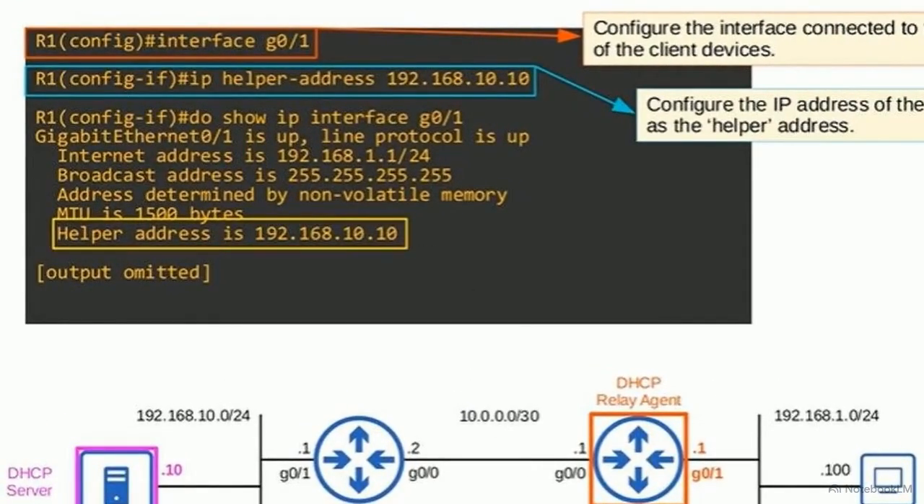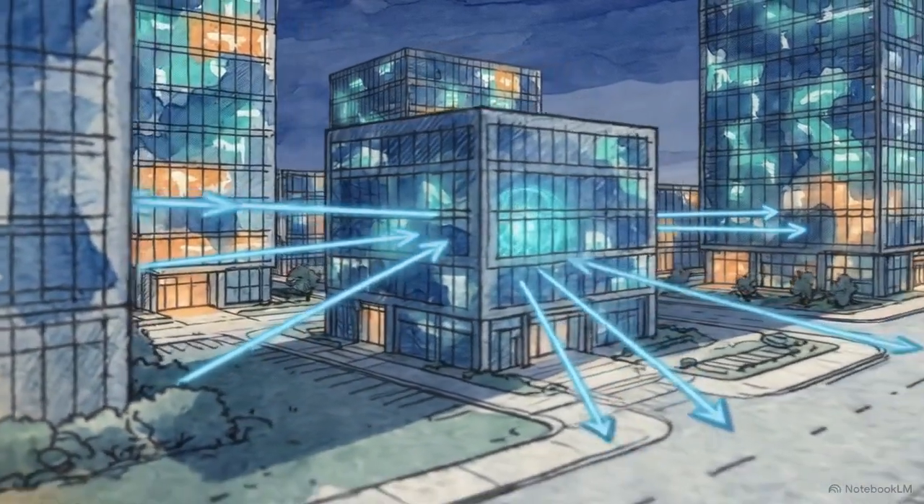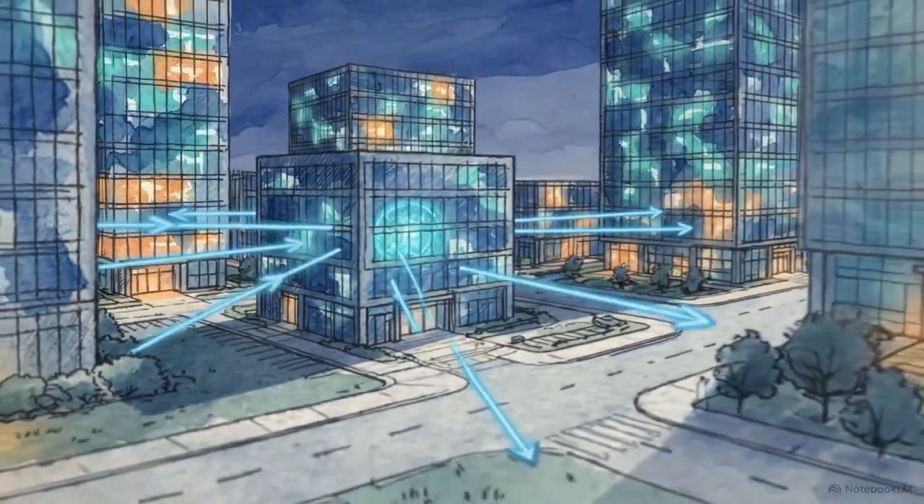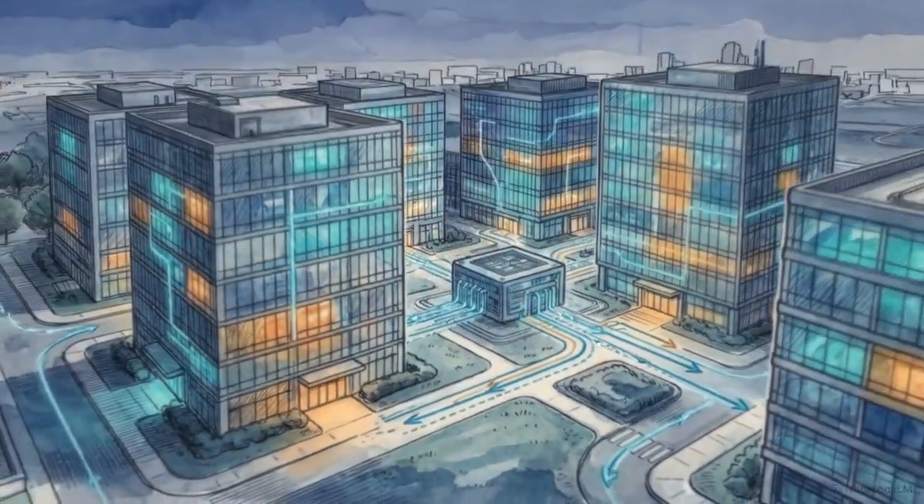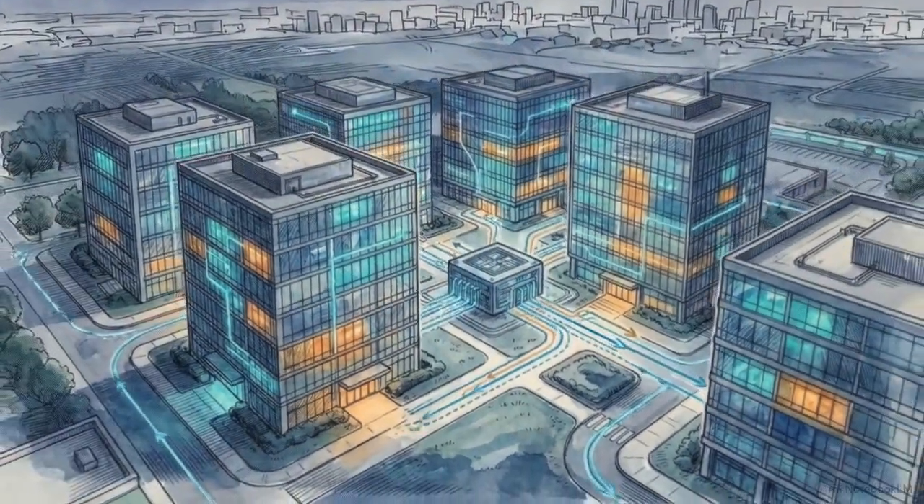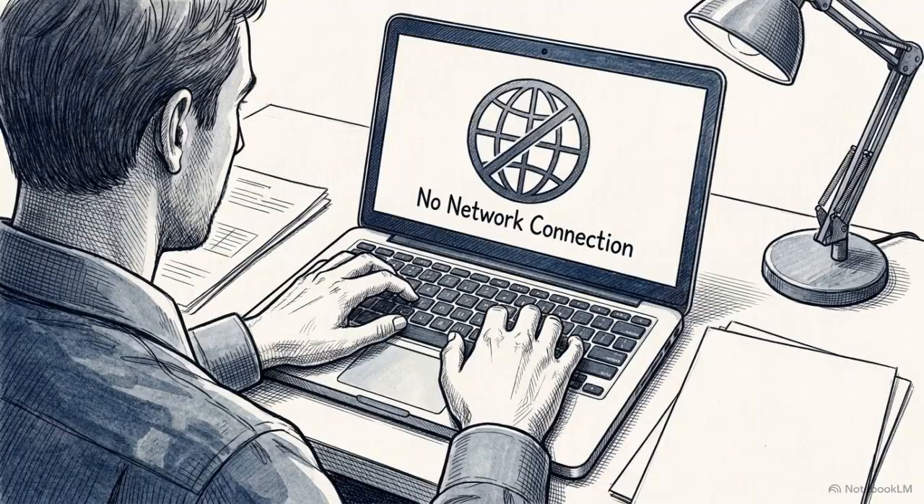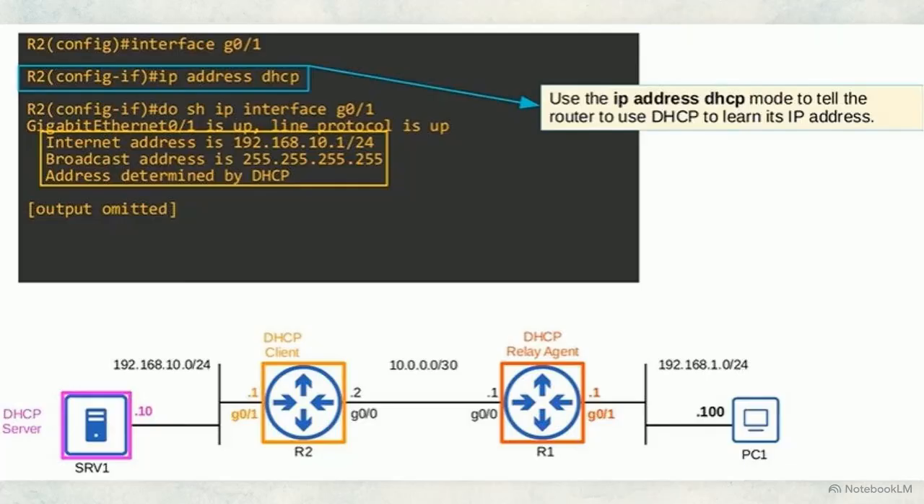Deploying these relay agents allows large organizations to run one secure, centralized server, rather than placing independent DHCP servers into every single building or department. We turn our attention to the final component, the remote client device, which currently lacks any IP configuration. Looking at the terminal output for the client router interface, we run a single command, IP address DHCP. This forces the interface to request its IP dynamically from the network.